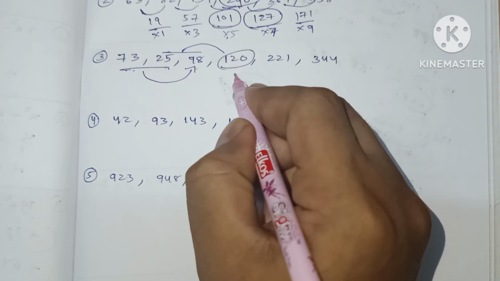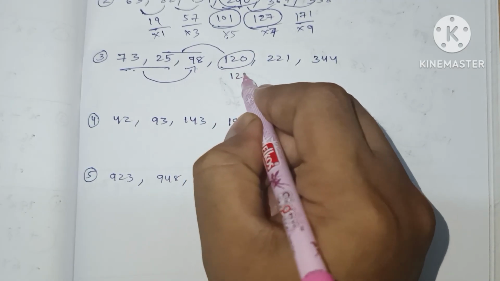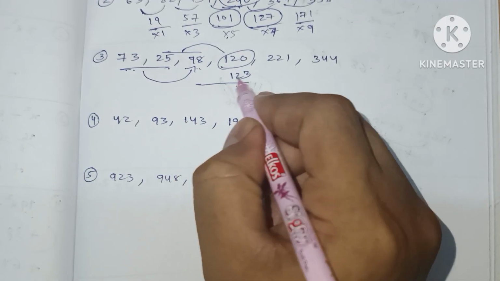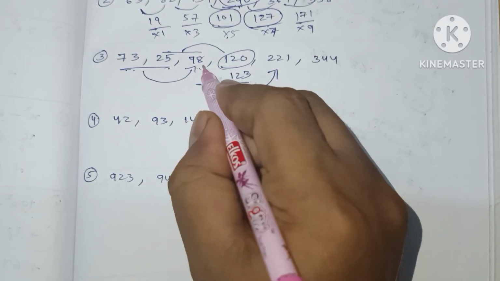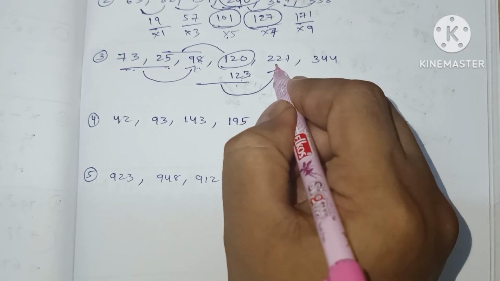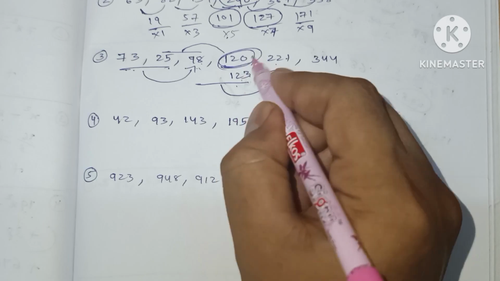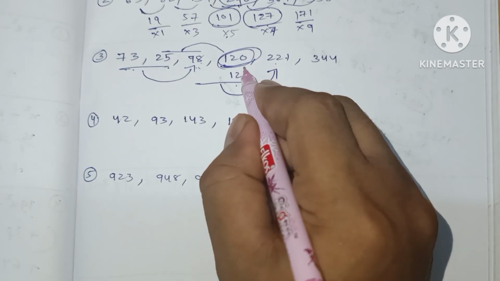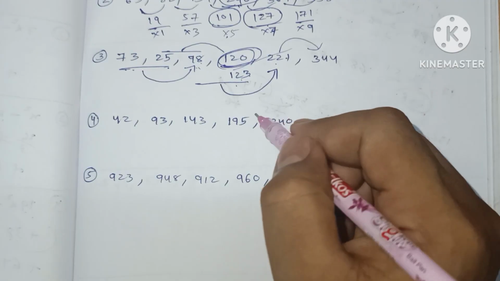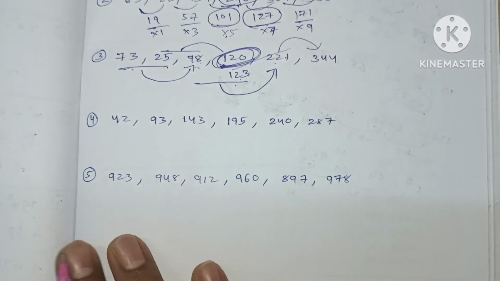It is not this one, it will be 123. 198 plus 123. Let's sum these two: 8 plus 3 is 11, 10 plus 12 is 22. Okay, so our wrong number will be this one. Let's see further. 123 plus 221, which will be 344. So our wrong number will be 120.